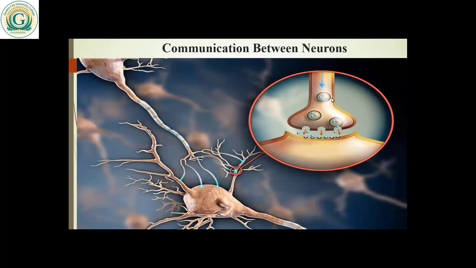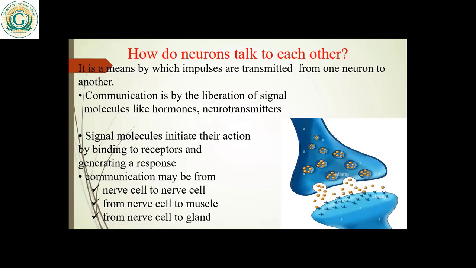We also look at how the impulse will be transmitted from the axon terminal to the next neuron. How do neurons talk to each other, or basically how does transmission of impulse occur between two neurons? We want to transmit impulses from one neuron to the other. And before that can happen, there needs to be the liberation of some molecules called neurotransmitters. And it's these neurotransmitters that will trigger the second neuron to continue the transmission of impulse.